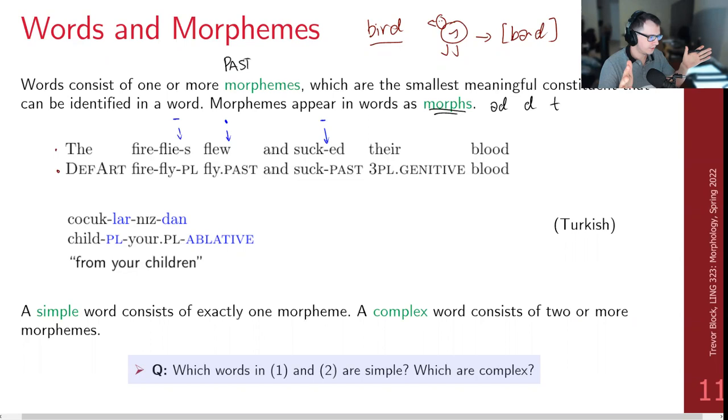What about complex words? So complex words have two or more morphemes. So in a word like fireflies, well, there's fire, there's fly, and there's a plural meaning to it. So this has more than one morpheme in it.